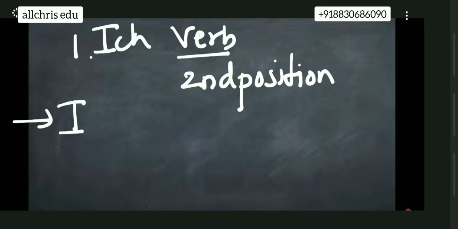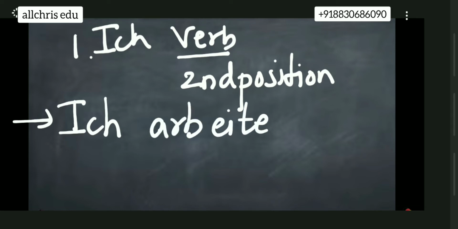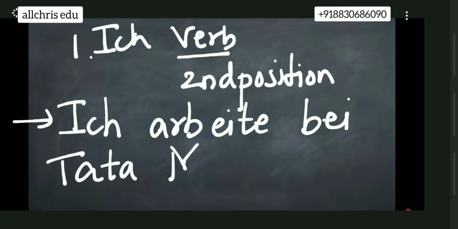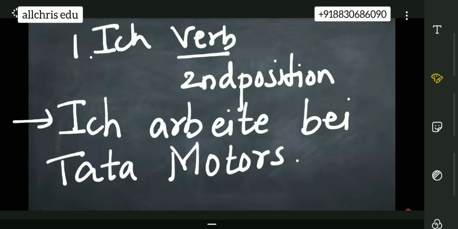So here if I write: Ich arbeite bei Tata Motors. Tata Motors is a company name. You can write any company name for an example. So I want to make the verb in this sentence negative. How to make the verb in this sentence negative? I am not working. If I want to say it like this, how to do it?